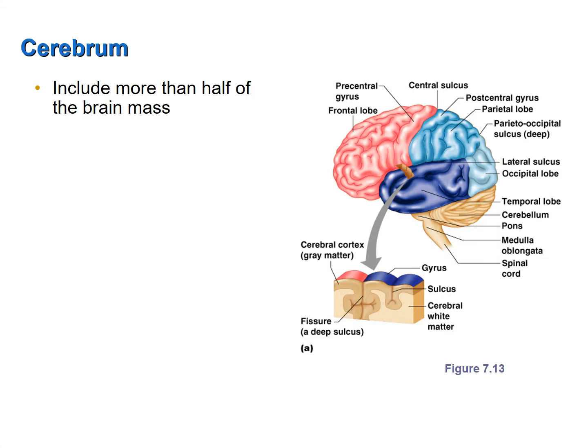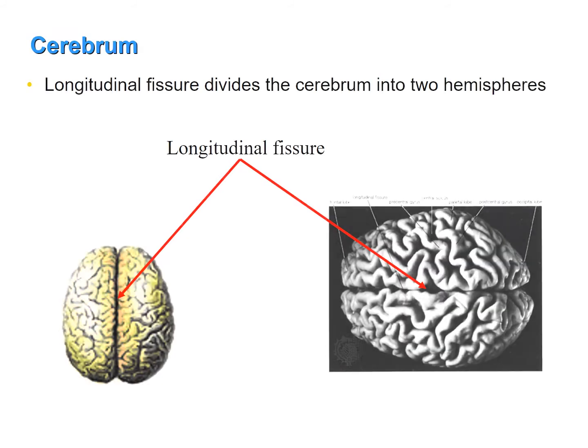The cerebrum includes more than half of the total mass of the brain. In this figure here, everything that you see in color is part of the cerebrum. The cerebrum is divided into a right and left cerebral hemisphere by this deep groove called the longitudinal fissure.